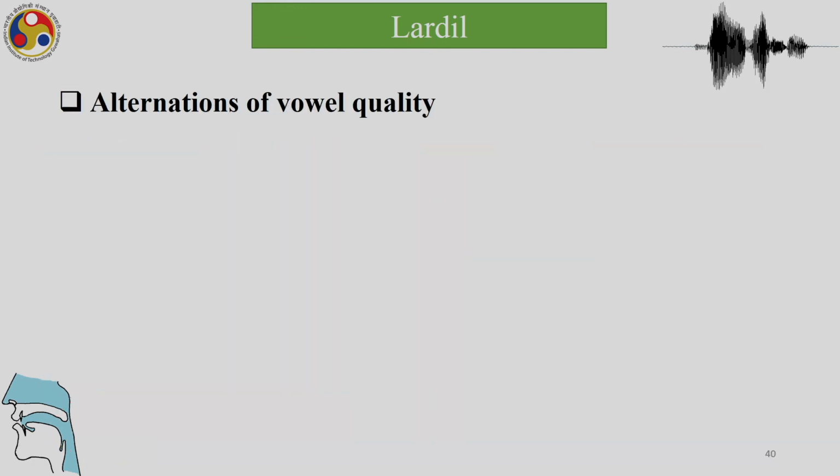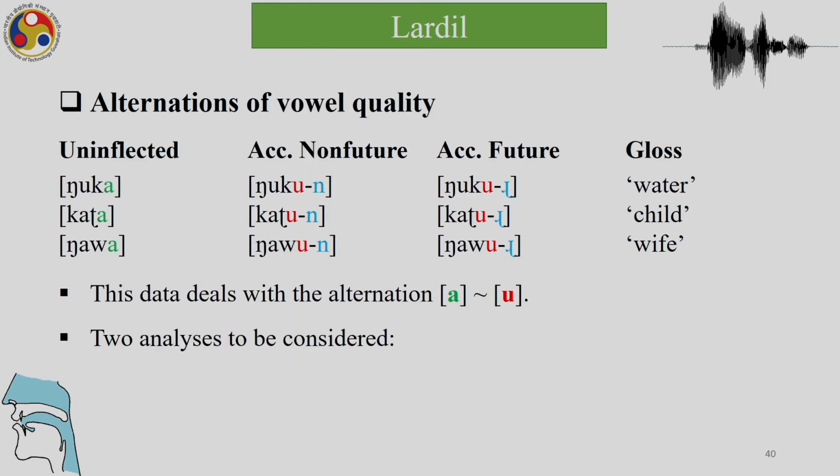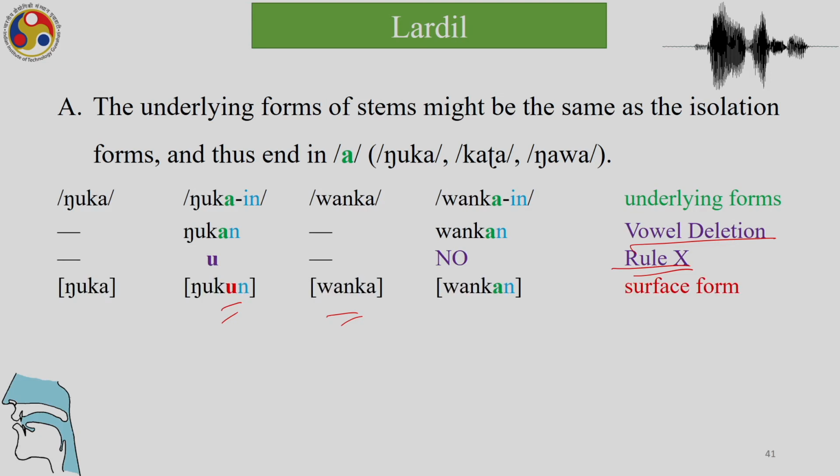Now we have this data where we can consider the vowel deletion rule to be applicable, but we have some more complexity here. What's happening here is that we do not get either this vowel or this vowel, and we get a different vowel, which is not the case in this word. So here, in Wanka, the rule of vowel deletion applies correctly, we get Wankan, and in the final surface form it stays Wankan. The intermediate rule here, rule X, does not apply here, but it applies here.